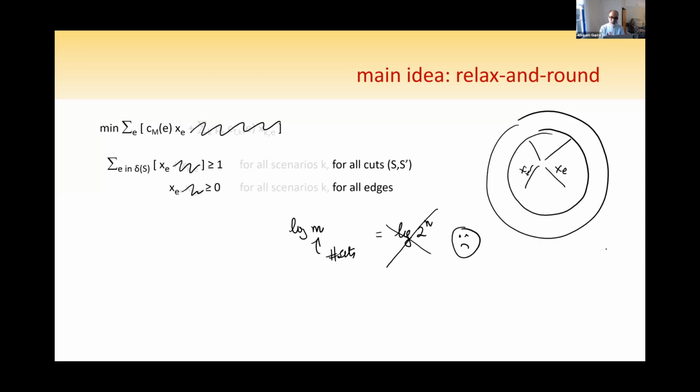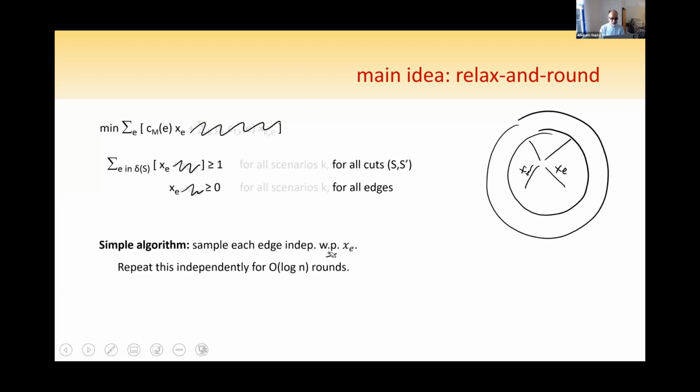Here's what I'm going to do. I'm going to scale things up by actually much less. I'll sample every edge independently, with probability x_e. Remember, I had to do this n times, but I'm going to do this only log n times. And my claim is that the union is a spanning subgraph with high probability.